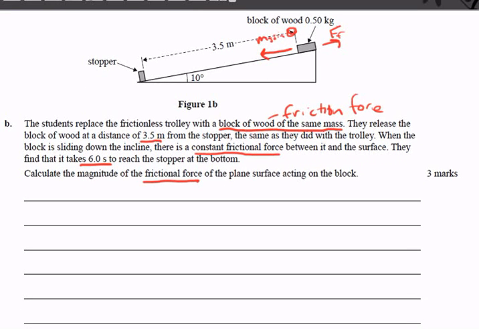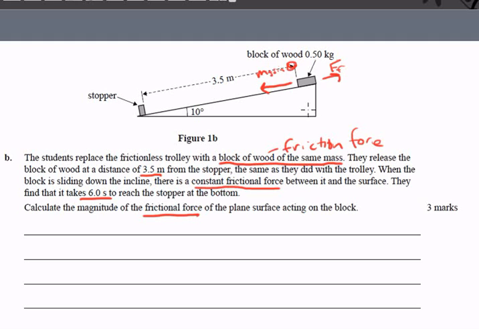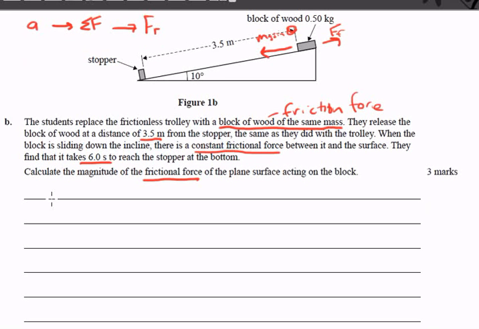What I'm going to do for my working out is think about this backwards. So the last thing I want to find out is the frictional force. To find that out I need to know the total force. To find out the total force I need to know the acceleration. So that's the way I'm going to go about it. First thing I need to find is the acceleration.